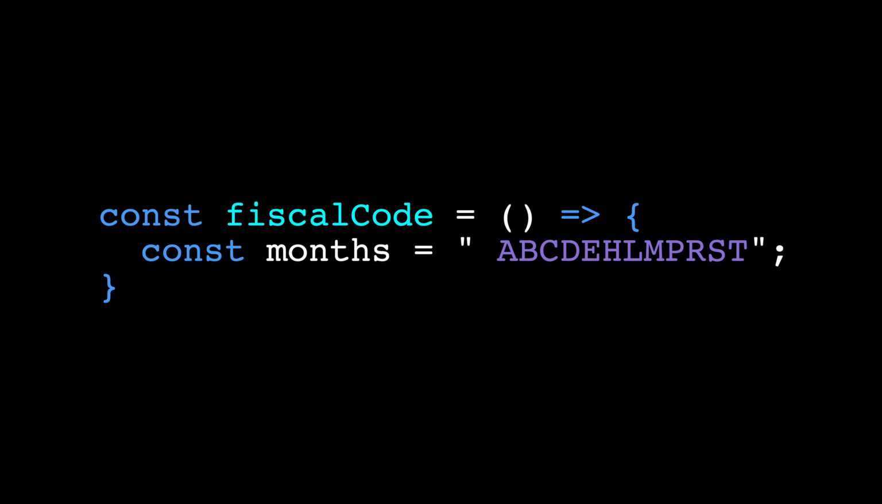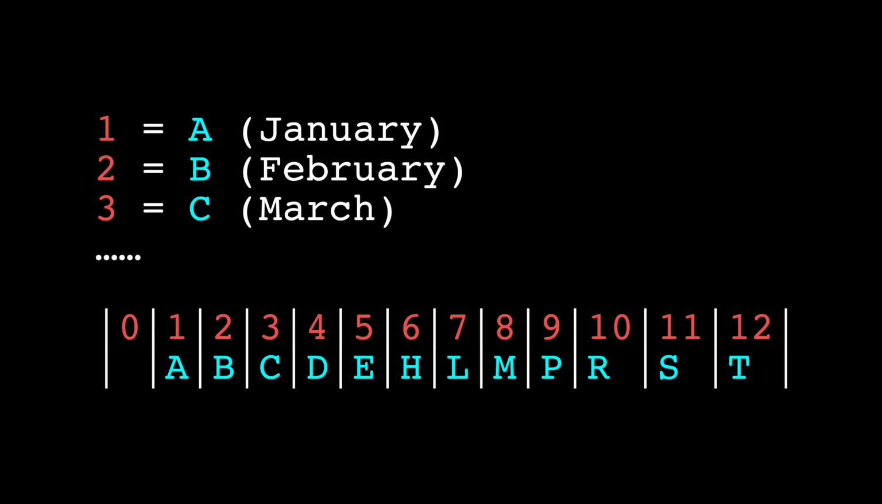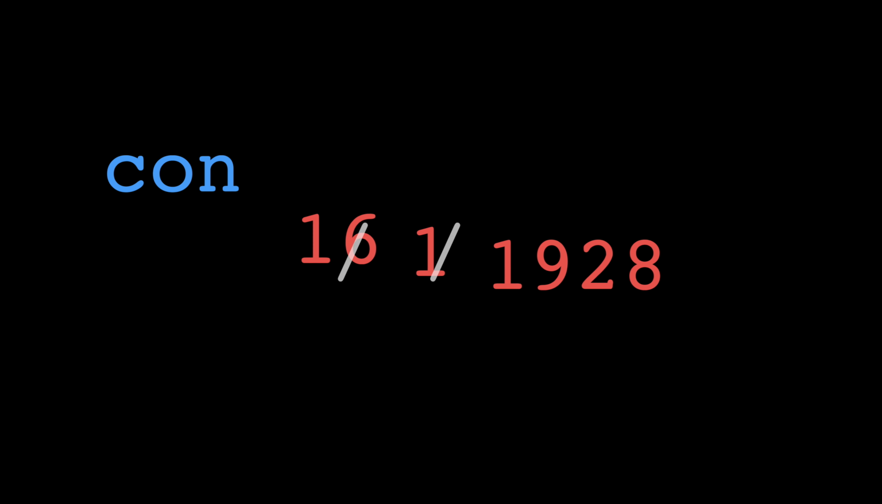And here's the important point. Did you notice that there is a space at the beginning of our string? Months start from 1 and end with 12, but the index of arrays or strings starts with 0. In order to take a correct value, we add a space at the beginning, so that the first month corresponds to the first index.